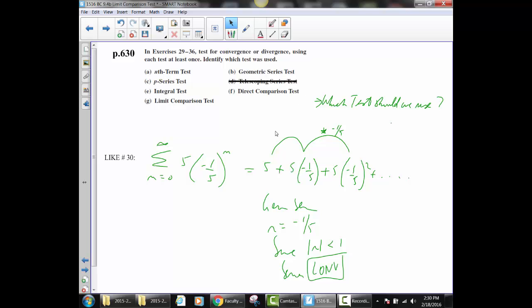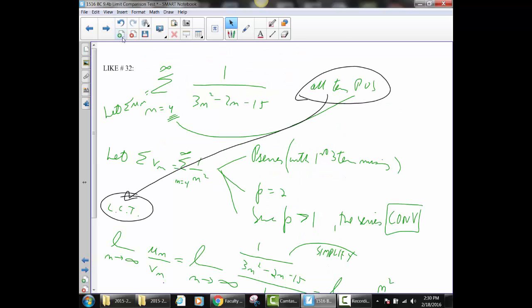This one, they're asking you to use each test once. There is something called the telescoping series test. You're not responsible for that. So this is like number 30. If you write out the first 3 terms, you'll realize it is a geometric series. So really, it's not that it's called the geometric series test. I don't know where they're getting that from, but it is a geometric series. Common ratio is -1/5. Since the absolute value of the common ratio is less than 1, it converges.